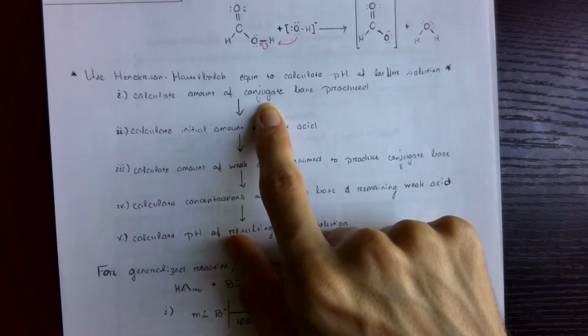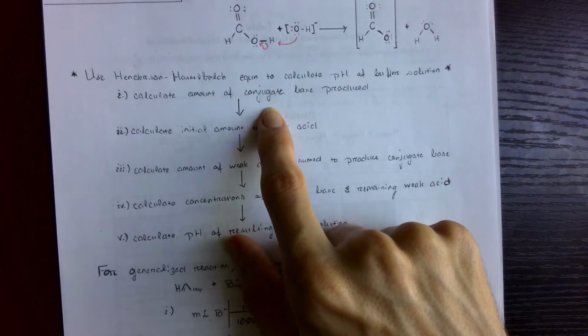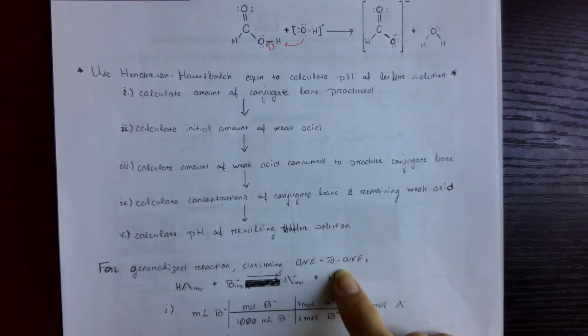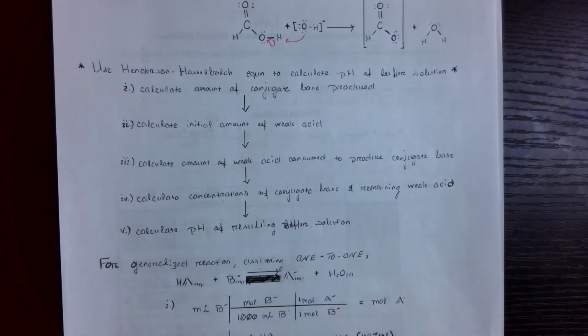So step 1, calculate the amount of conjugate base produced. Okay. And again, we're assuming everything is 1-to-1. That's important. No matter what acid you work with in this lab, it will be a 1-to-1 reaction to produce the buffer, so no need to worry about that.